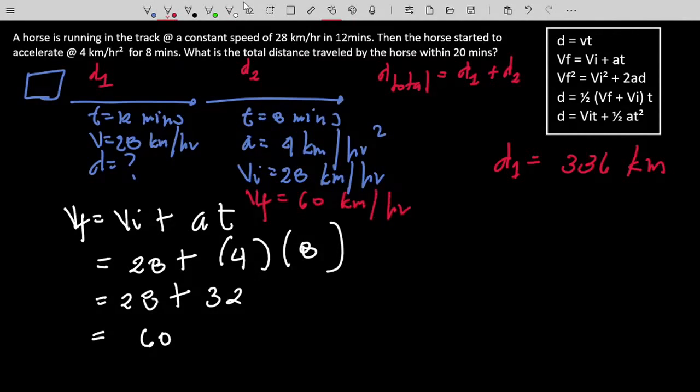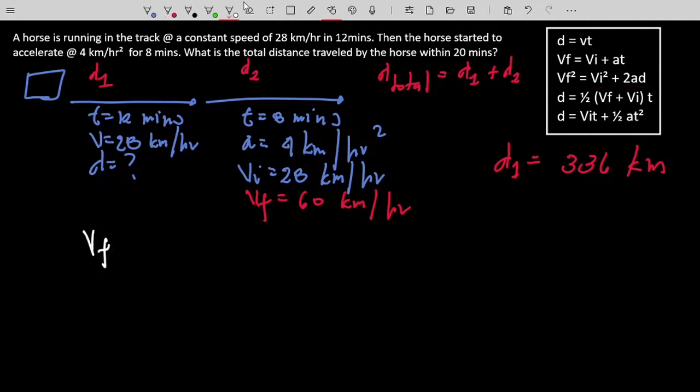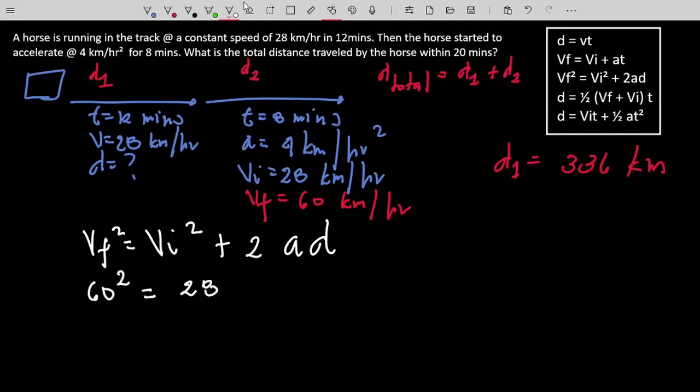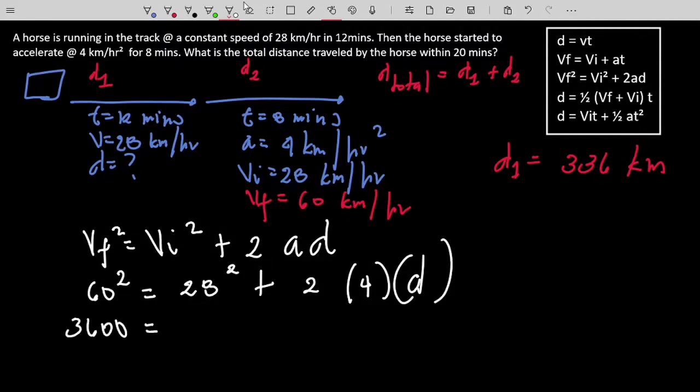Now we can identify the value of displacement. So let's try to use this formula in order for us to get the value of displacement. Again, final velocity squared is equal to initial velocity squared plus 2 multiplied by acceleration and distance. Now final velocity is actually 60, so squared, where initial velocity is 28, also squared, plus 2, acceleration is 4, and displacement is what we're trying to look for. Now 60 squared, then you should have the value of 3600, and 28 squared is actually equal to 784, plus 2 multiplied by 4 is 8, and d.